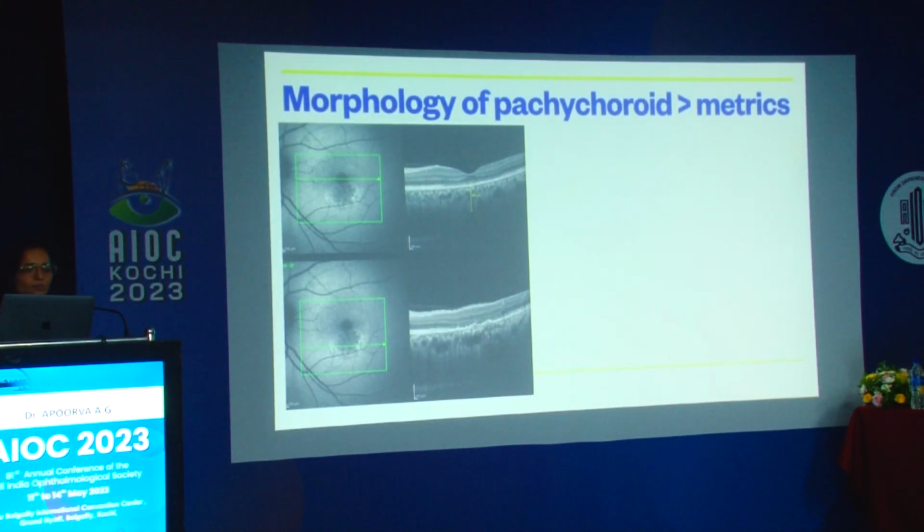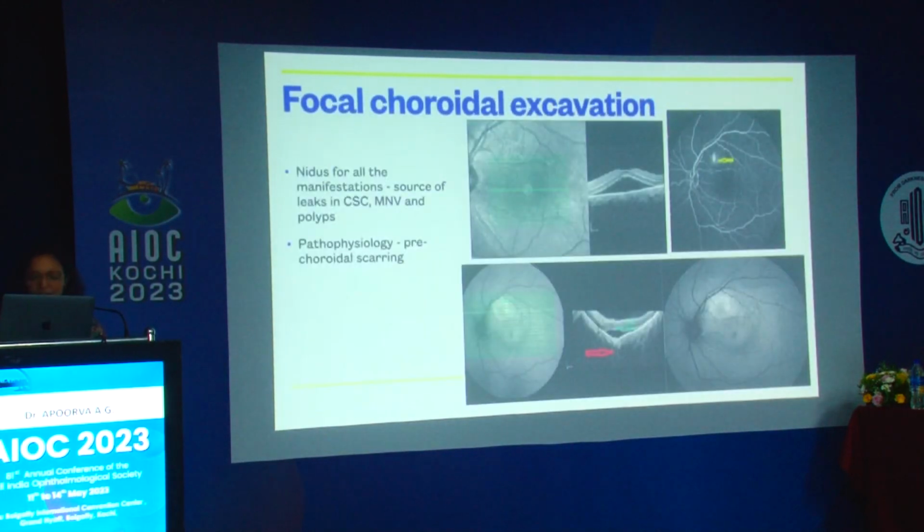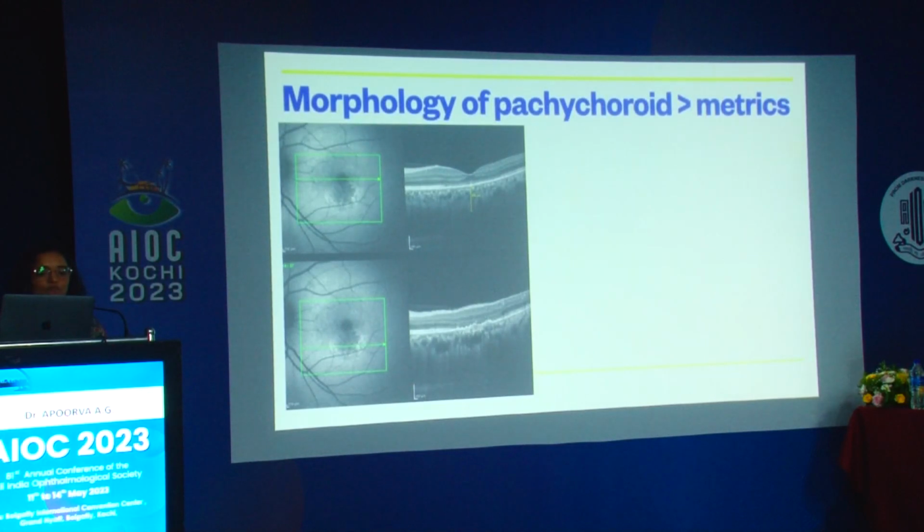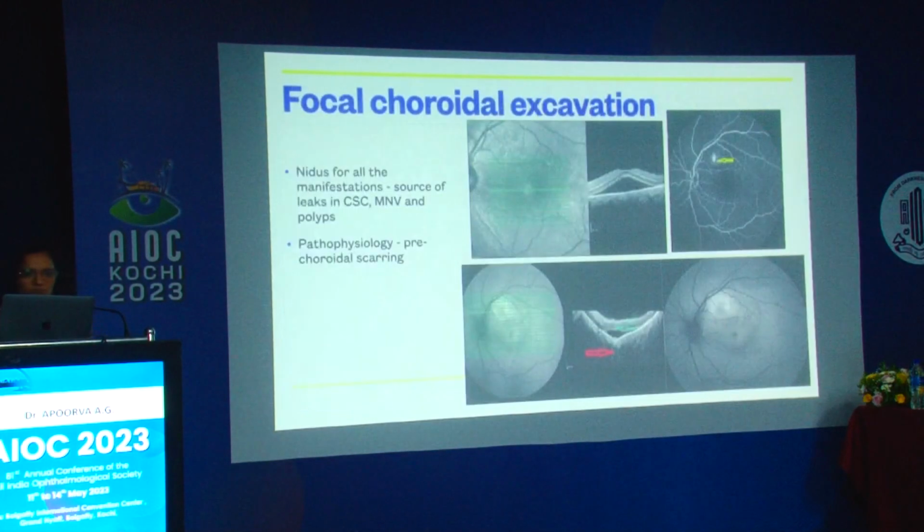So it is important to know that the morphology of the pachychoroid or the choroid is more important than the metrics, because the measurement can be increased, like it can be more than 350-400 microns depending on the machine that we use, but the pachychoroid can be focal, which gives rise to the pathology at that site. So like we can see here, there is an enlargement of the Haller's layers causing an attenuation of the choriocapillaris. Now let's look at focal choroidal excavation.